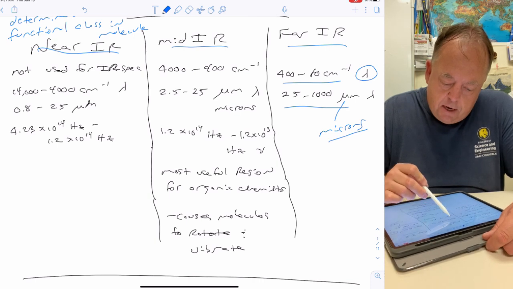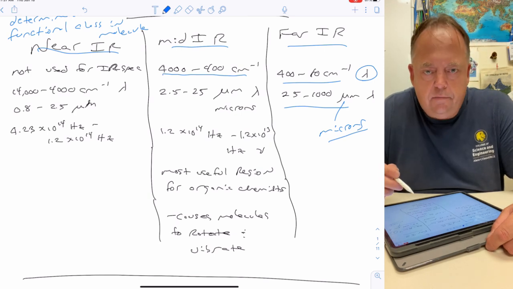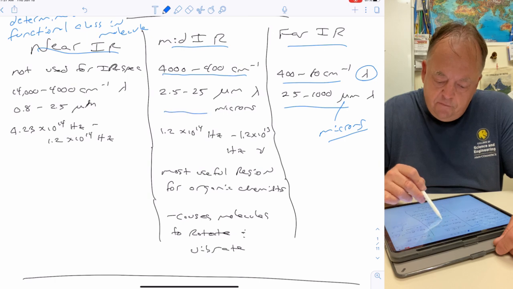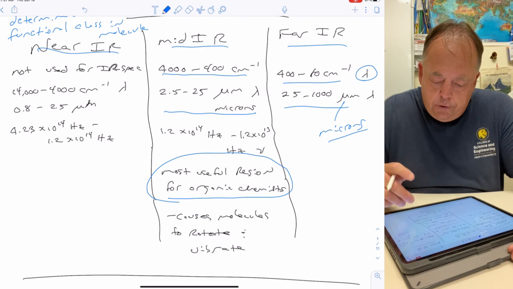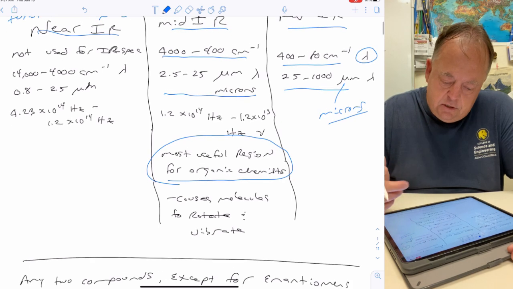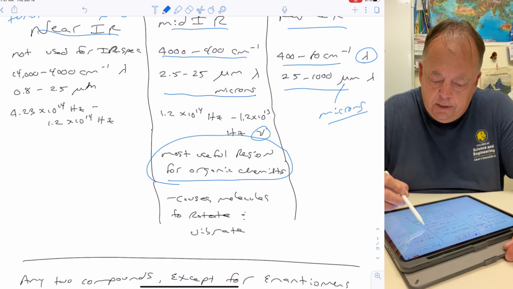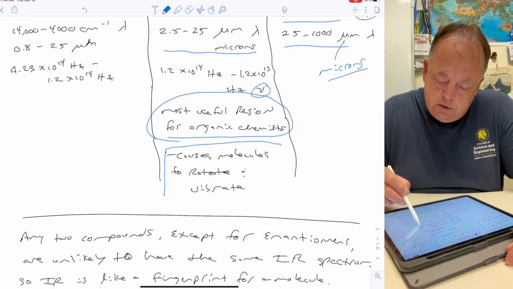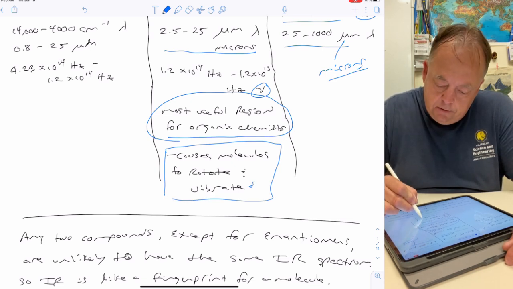You have what's known as mid-IR, which is 4,000 to 400 inverse centimeters, and we'll explain what inverse centimeters is in just a minute. So that's from 2.5 to 25 microns, and this is the most useful region of the IR region for an organic chemist. That's a frequency of 1.2 times 10 to the 14th hertz to 1.2 times 10 to the 13th hertz. This type of IR radiation causes molecules to rotate and their bonds to start vibrating and bending.